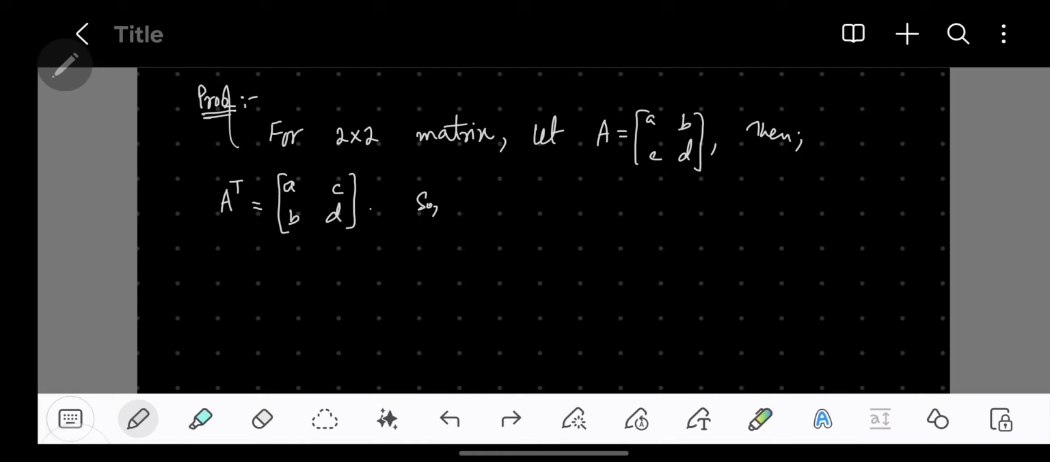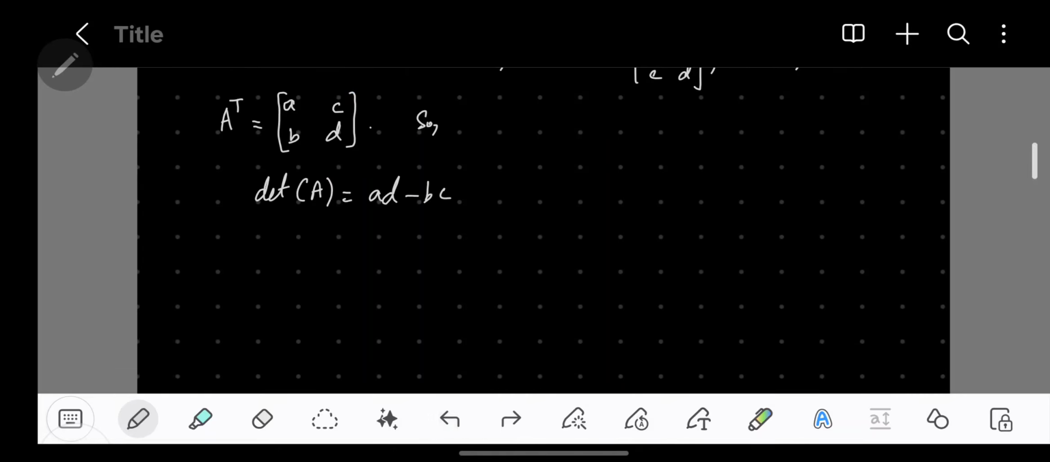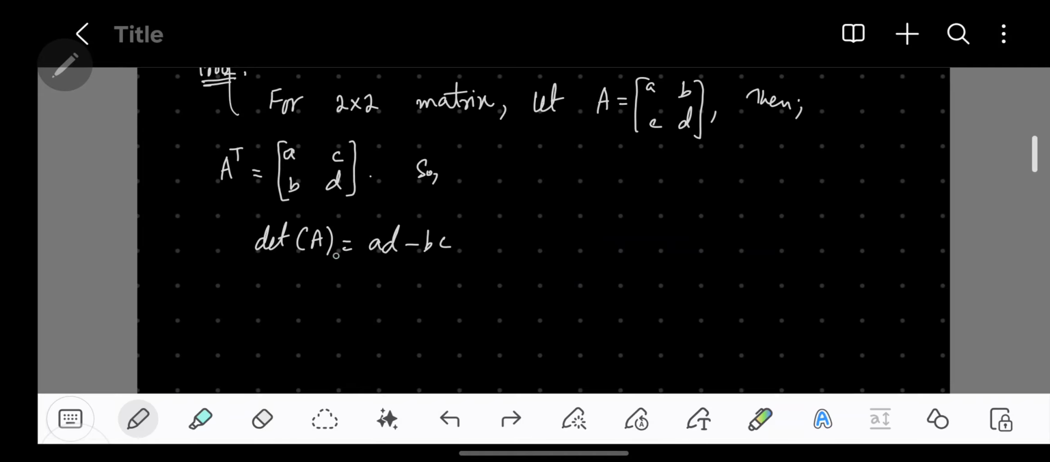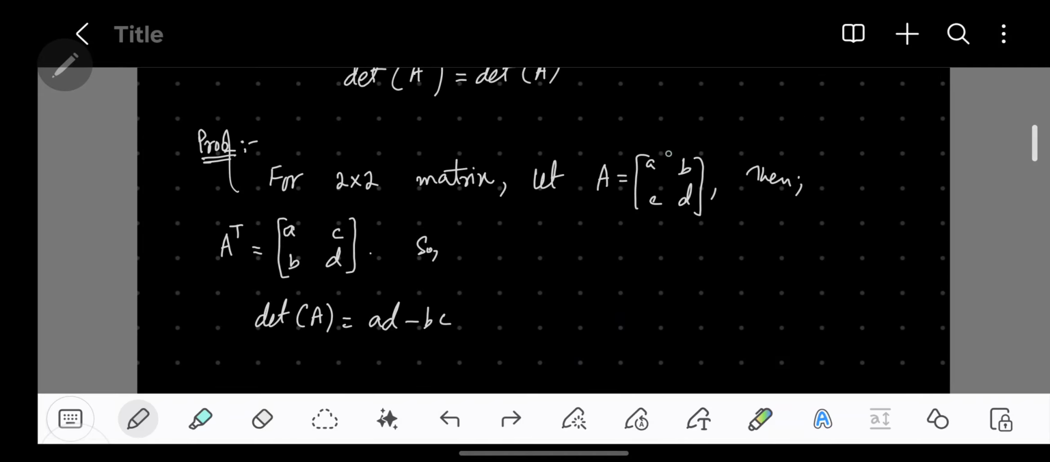So let's find the determinant of both matrices explicitly. We have to check whether the determinant of this matrix and the determinant of this matrix are equal or not. So let's calculate them explicitly. The determinant of A is just the product of these two entries, which is AD here, minus the product of these two entries, which is BC here, right?